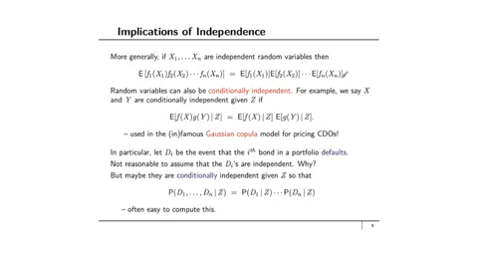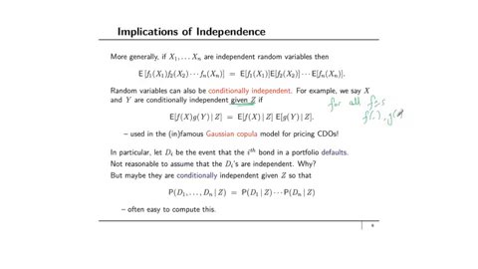Random variables can also be conditionally independent. For example, we say that x and y are conditionally independent given z if the expected value of f of x times g of y given z is equal to the expected value of f of x given z times the expected value of g of y given z. And I should mention this is for all functions f and g.